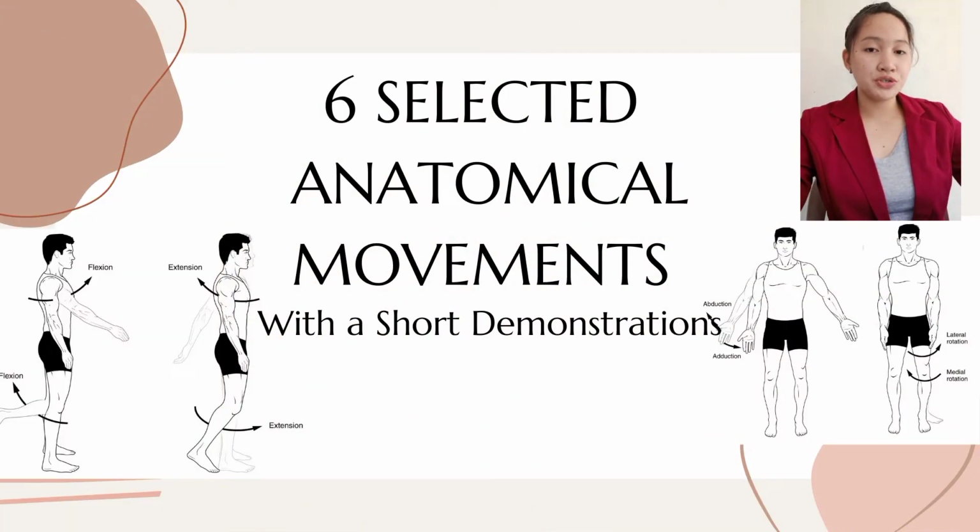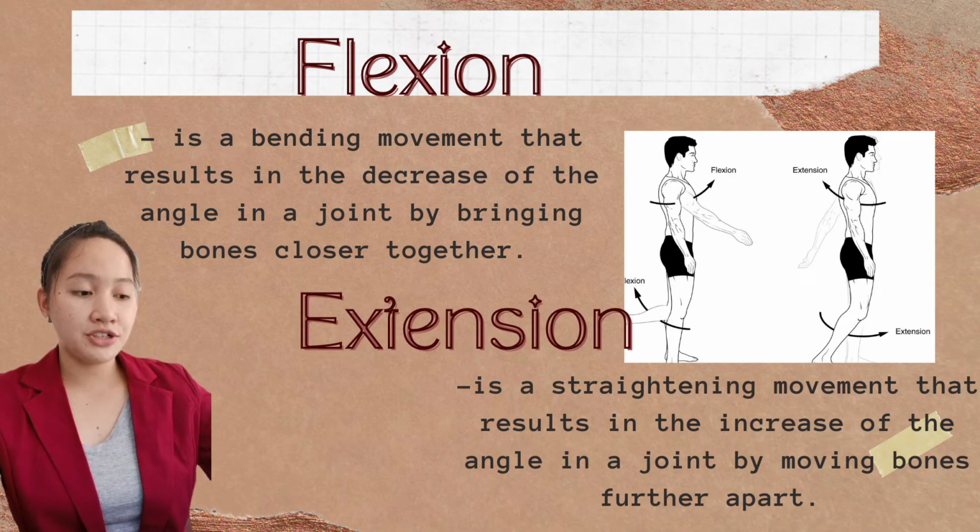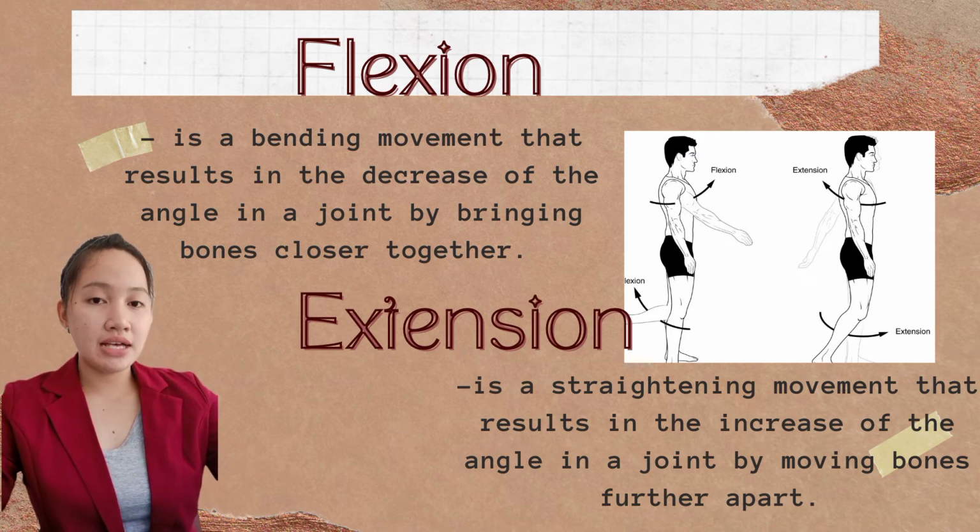And now I will introduce the selected anatomical movements. The first one is flexion. Flexion is a bending movement that results in a decrease of angle in a joint by bringing bones closer together. The second one is extension. Extension is a straightening movement that results in an increase of angle in a joint by moving bones farther apart.